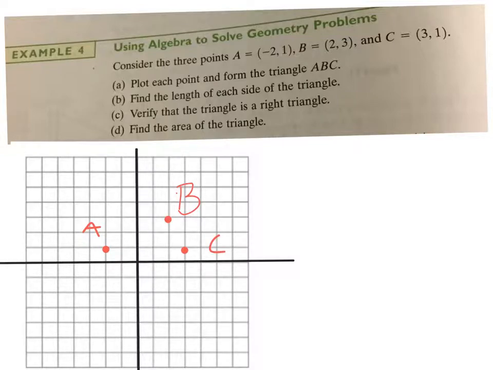All right, now first it says to plot them and make the triangle. So my triangle is formed just by connecting the 3 points. So there we go. There's my triangle ABC. Now B part tells me to find the length of each side of the triangle. Now there's one side that's easier to find than the others.